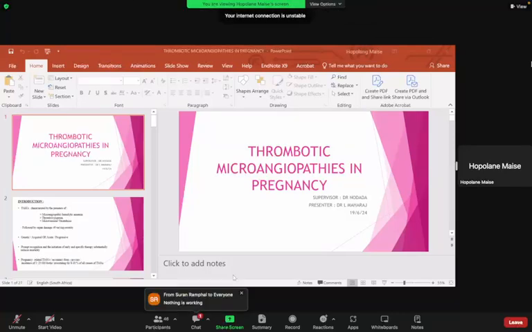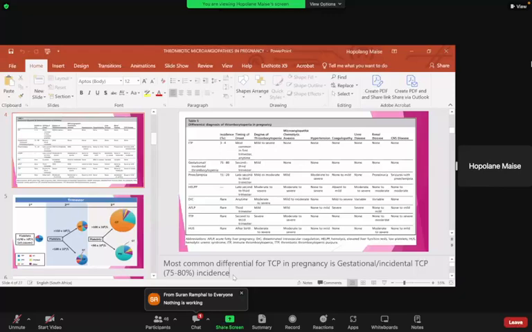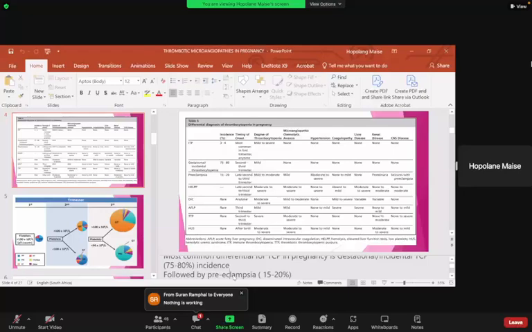Gestational or incidental thrombocytopenia, giving us an incidence of 75 to 80%, followed by preeclampsia being 15 to 20% and ITP 3 to 4%. And there are rare occurrences of all three: TTP, HUS, and acute fatty liver in pregnancy.